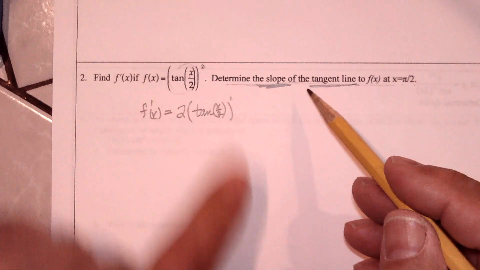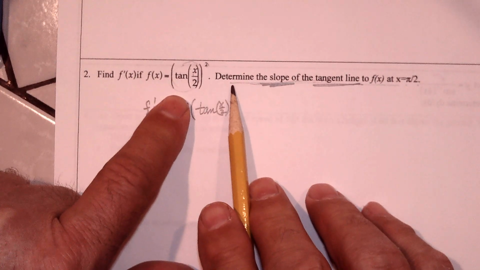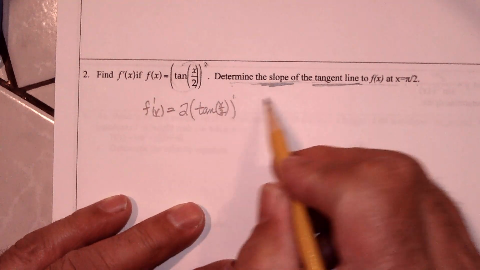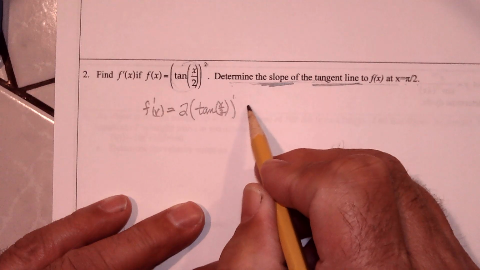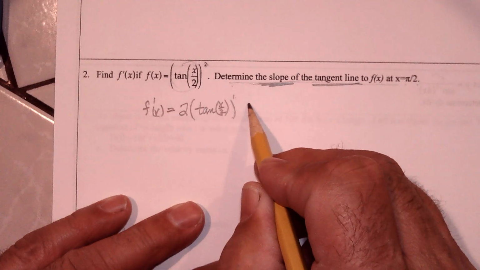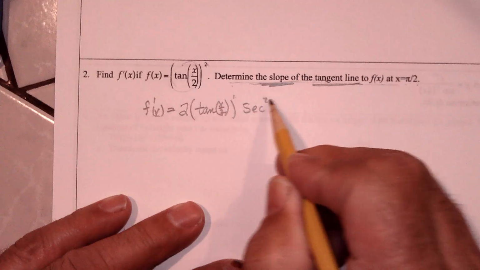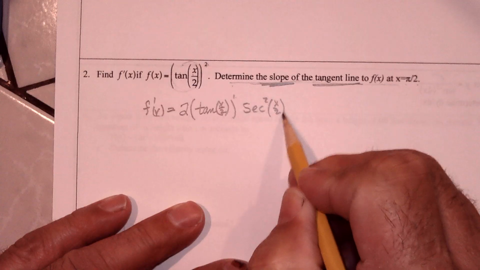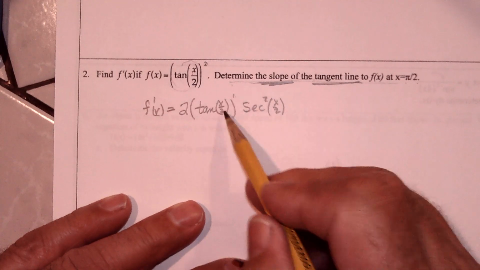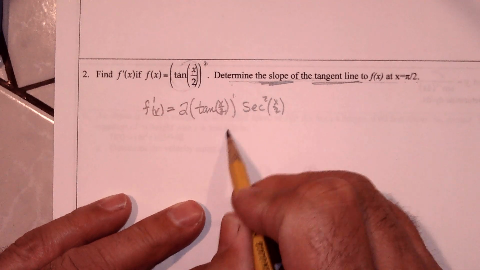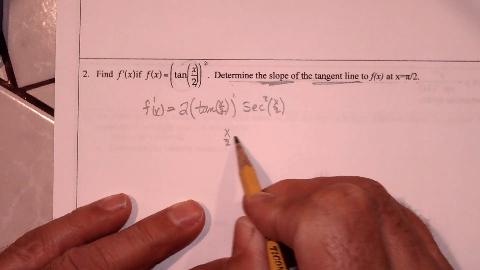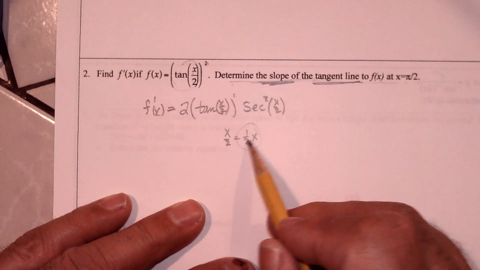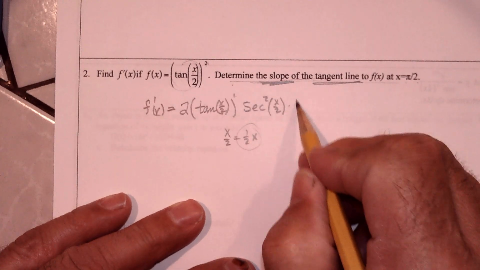Now we do the derivative of the inside, and that's tangent of something. The derivative of tangent is secant squared of whatever's in there, and that's x over 2. And then the derivative of the inside. Well, x over 2 is the same as 1/2 x. So the derivative of 1/2 x is 1/2.